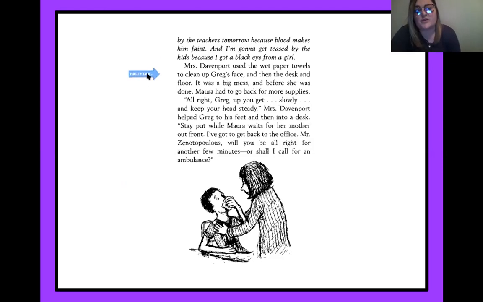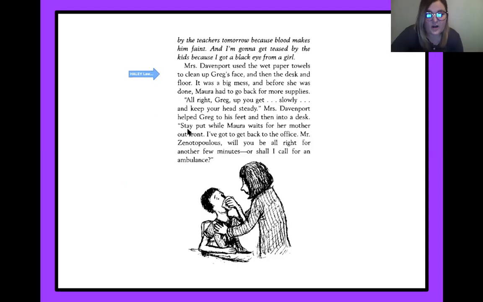Mrs. Davenport used the wet paper towel to clean up Greg's face, and then the desk and floor. It was a big mess, and before she was done, Mara had to go back for more supplies. All right, Greg, up you get. Slowly, and keep your head steady. Mrs. Davenport helped Greg to his feet and then into a desk. Stay put while Mara waits for her mother out front.